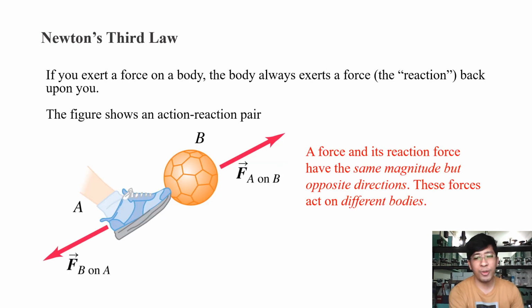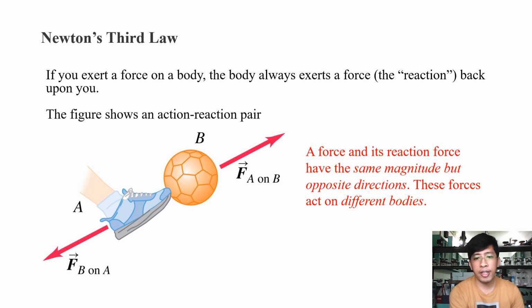We're finally down to our last law of motion. This is Newton's third law. It states that if you exert a force on a body, the body always exerts a force, which we call the reaction, back upon you. This is the reason why Newton's third law is also called the law of action and interaction, because for every force that you exert on the body, the body will always exert a force on you, equal in magnitude but in opposite direction. For example, the figure shows an action-reaction pair.